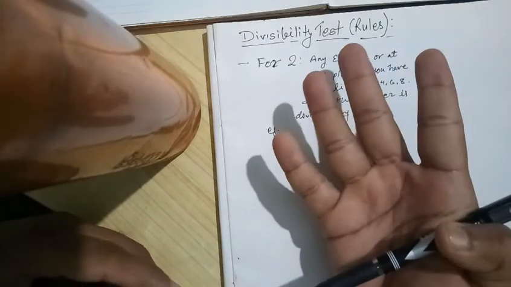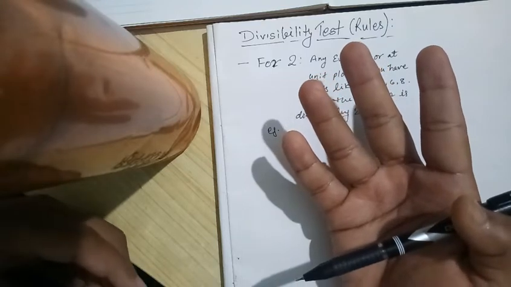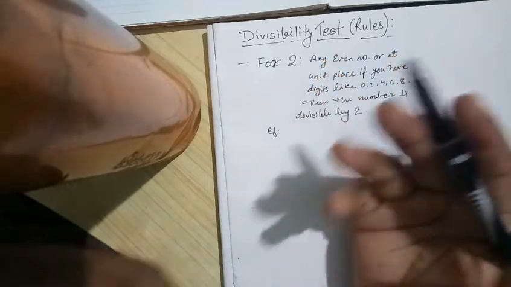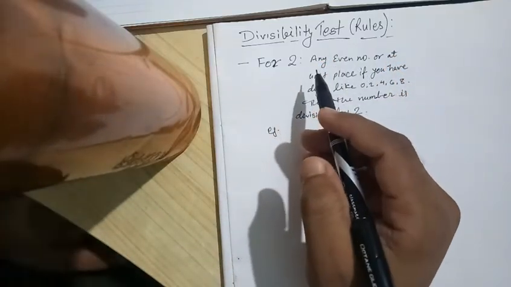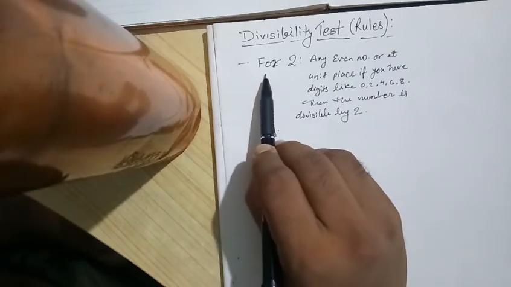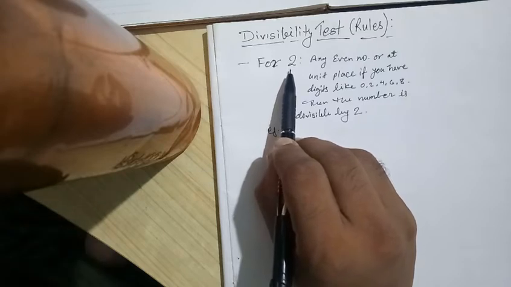If you take 4, the second even number, it is not only divisible by 1 and 4 but also divisible by 2, so it's not a prime number. So only 2 has this quality. So let's move to the next part. Now how to say that a number is divisible by 2? Divisibility test or rule for 2.